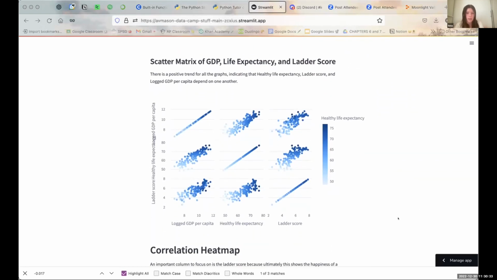And for the scatter matrix, we can see that there is a positive trend for all of the graphs, indicating that healthy life expectancy, ladder score, and log GDP per capita depend on one another.